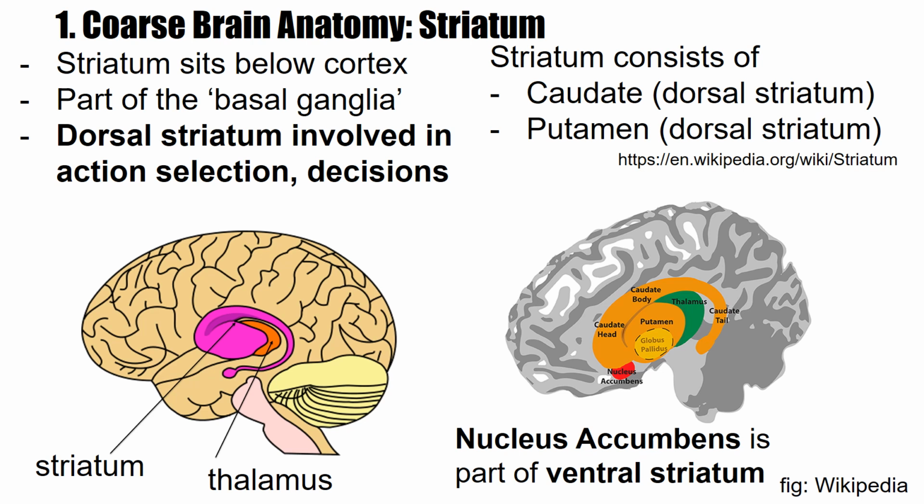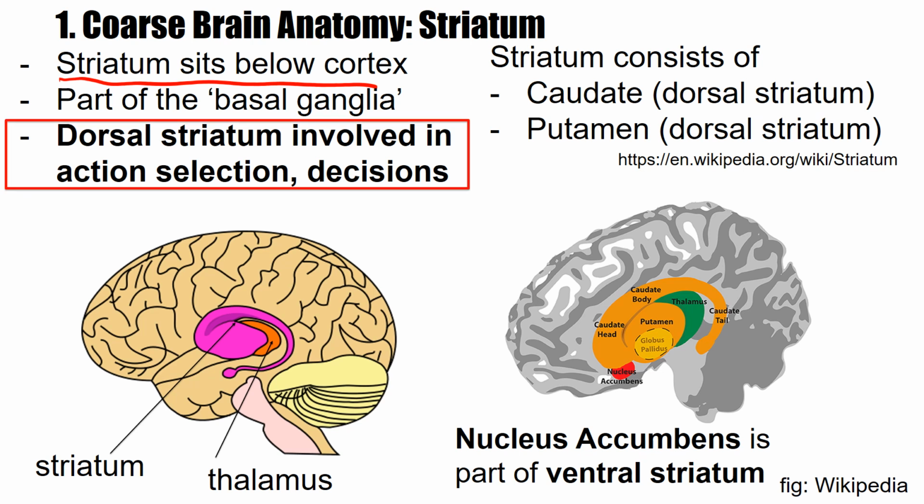Let's look a little bit more on some of these nuclei. So the striatum sits below cortex. It is part of the basal ganglia, and this striatum is involved in action selection, in decisions. Some people say it's also involved in planning. So this is an interesting area for us as well.